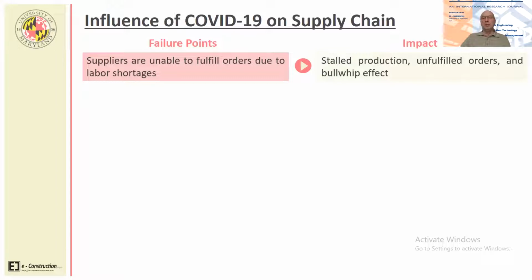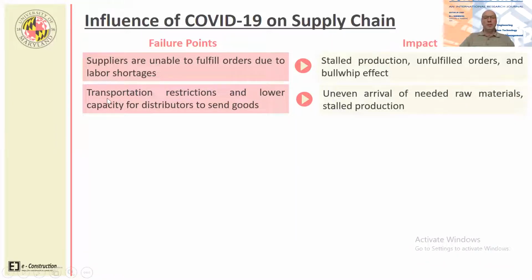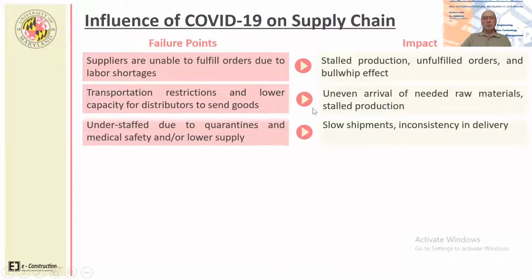So the impact is, of course, stalled production, unfulfilled orders, the so-called bullwhip effect. Actually, these problems propagate through the entire project as the work progresses. We have transportation restrictions and lower capacity for distributors to send goods. Why? Quarantine requirements in various countries, lack of air connections or train connections between various parts of the world or countries because of the coronavirus restrictions. So we have uneven arrival of needed raw materials, and that causes stalled production as well.